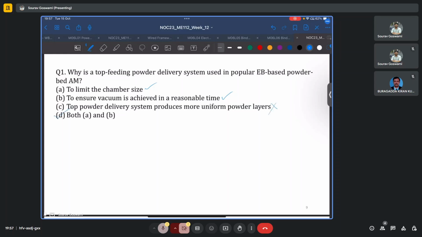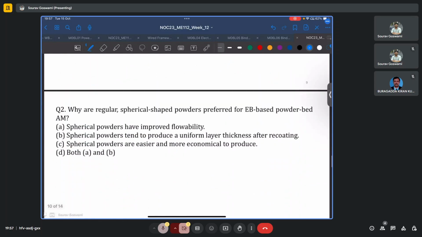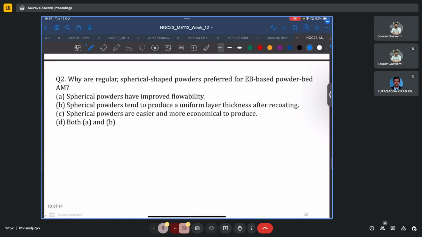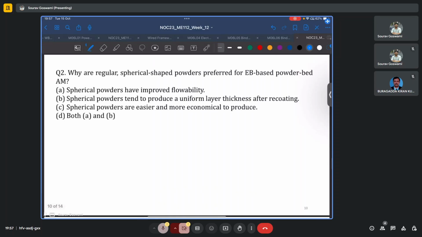Thus it is both option A and B. Question 2 is asking us, why are regular spherical shaped powders preferred for EB based powder bed AM? Is it because spherical powders have improved flowability? Is it because spherical powders tend to produce a uniform layer thickness after recoating? Is it because spherical powders are easier and perhaps more economical to produce? What can it be?